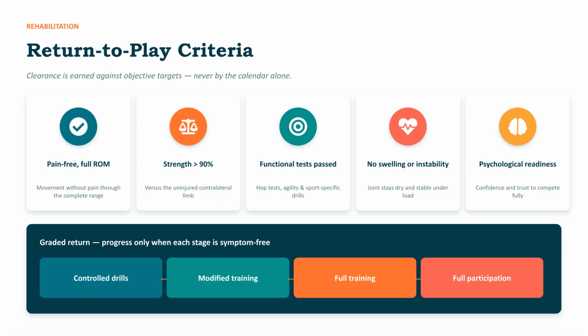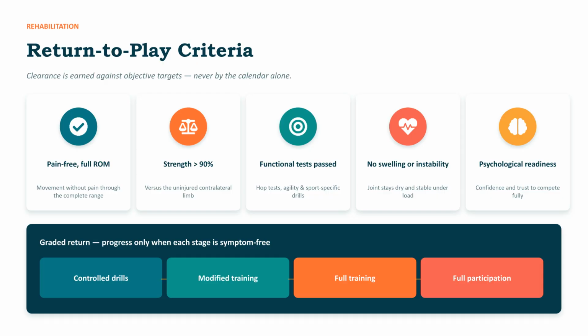Return to play is a decision, not a date. Athletes earn clearance against objective targets. First, they must be pain-free with full range of motion. Second, strength must be greater than 90% compared to the uninjured side. Third, functional tests must be passed. Hop tests, agility drills, sport-specific movements.